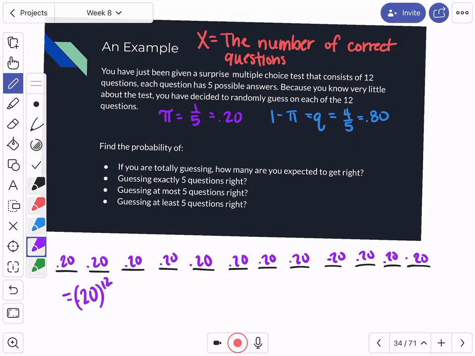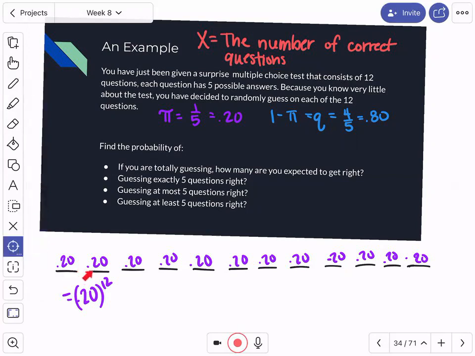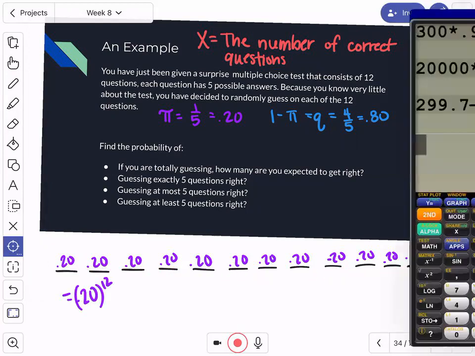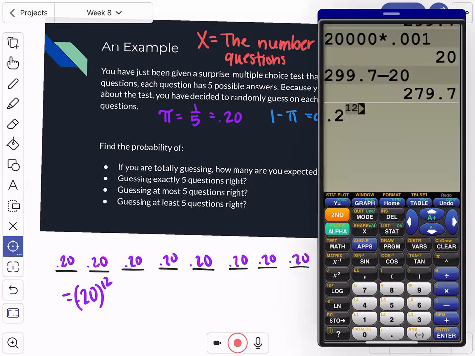Can I calculate that? Well, if they're independent, what can I do between every one of these problems? Because they're independent, I can just multiply them. That's why we're doing this, right? So I can just do 0.2 raised to the 12th power. Here's the probability I get that. It's a very slim chance that I guess every one of those questions correct.